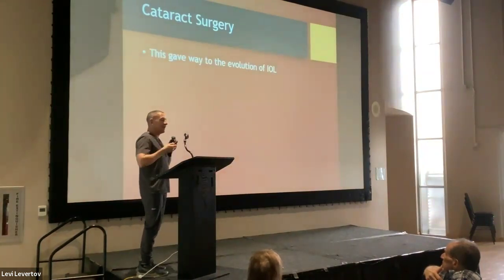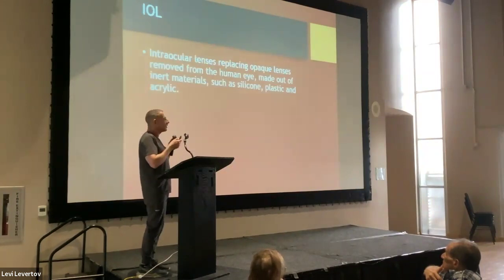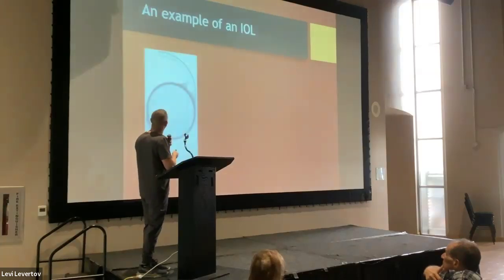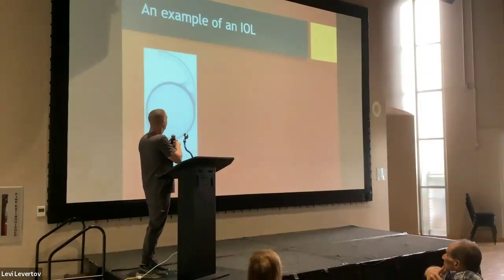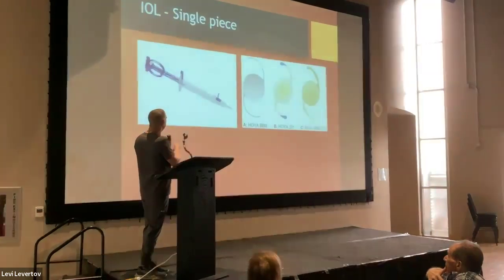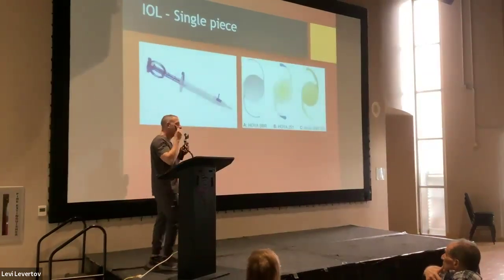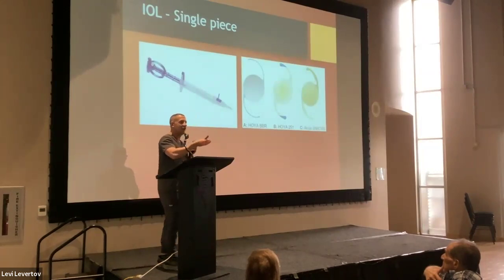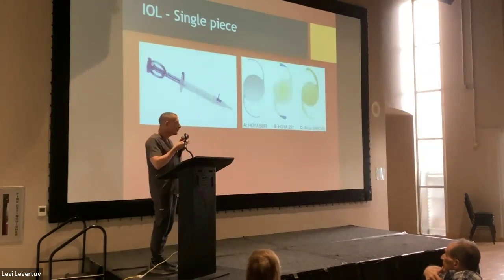And this gave way to the evolution of intraocular lenses. The intraocular lenses are placed in the eye after cataracts are removed, and they're made out of acrylic. And they look something like this, okay? And there are different types of lenses. There are lenses for distance vision, intermediate vision, near vision, and all types of vision in between.